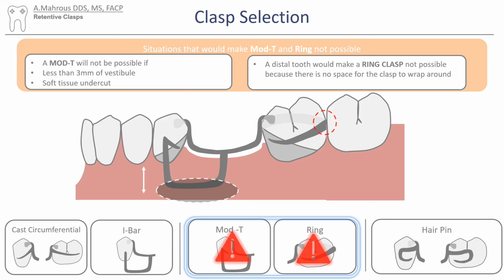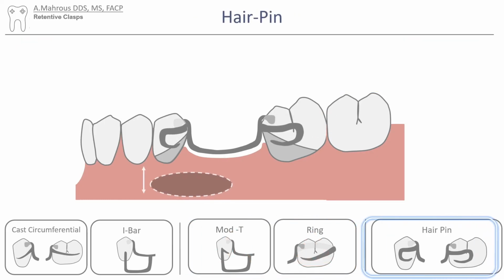In the anterior region, we notice that the patient has less than 3 mm of vestibular depth and a buccal soft tissue undercut. And on the distal side, we notice an adjacent tooth, which interferes with the ring clasp arm. Because of those reasons, the modified T-clasp and the ring clasp are no longer compatible, and we'll have to move on to the most complex and least desirable clasps, the hairpin clasps.